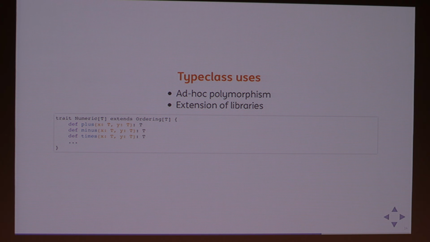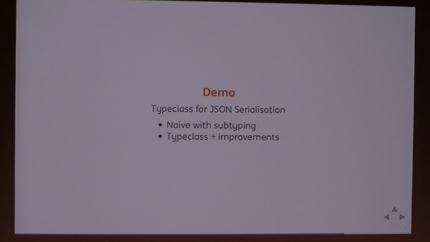So let's take a look at an example again. This is about JSON serialization. We have some model objects that we want to serialize to JSON, and we can do this in a naive way using subtyping, and then we'll look into the way of doing this using a type class.